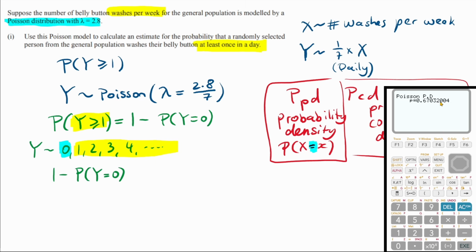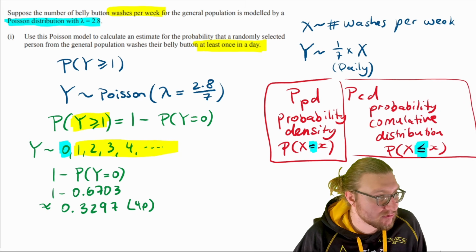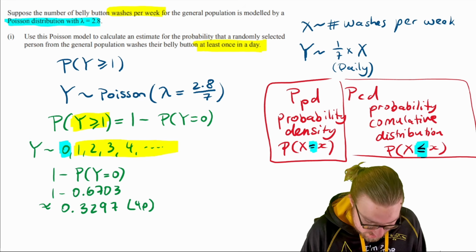Press enter, and we get our probability of 0.6703. So if we now calculate 1 minus that, it would be 0.3297, to 4 decimal places. So now this is going to be our answer for the question. And if you figure out this number here, then you get an achieved mark for this.